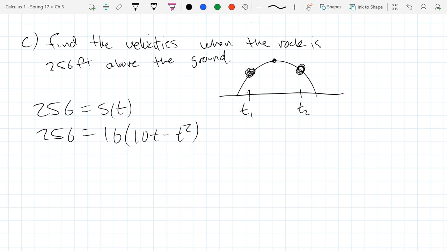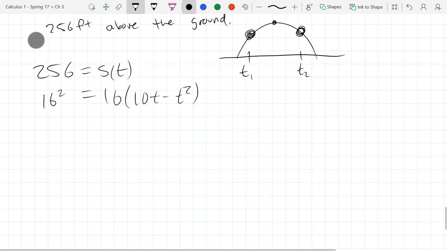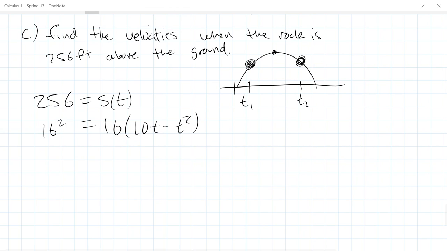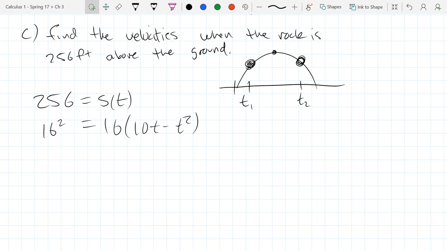256 seems like there's a factor of 16. Is that just 16 squared? Somebody's better at arithmetic. Square root of 256. Sixteen. All right, so that's right? Okay. So cancel out a 16, and you should get two t values, not one. And I can tell you one of them should be between 0 and 5 seconds. Just looking at where this graph is, should be between 0 and 5. And the other one's going to be bigger than 5. So go ahead and figure out these values.